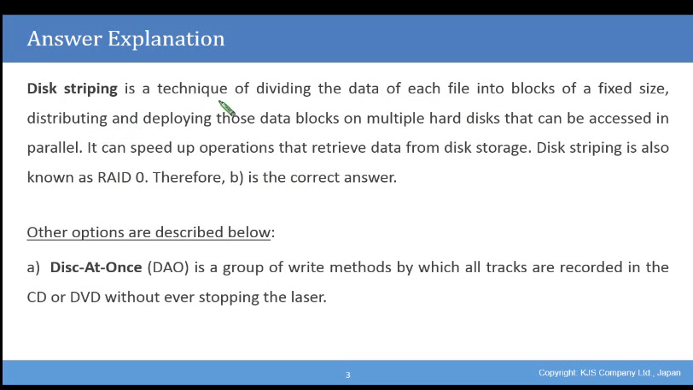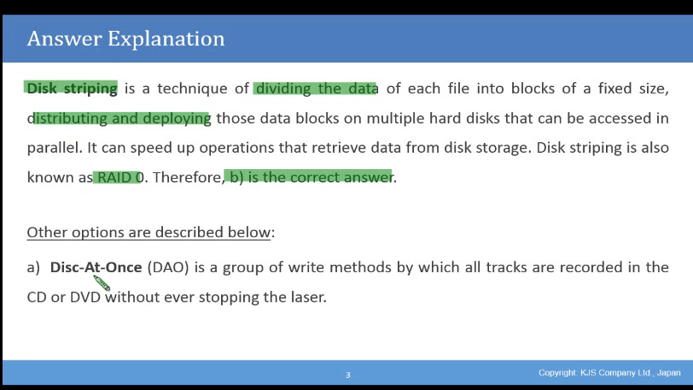So, disk striping is a technique of dividing the data of each file into blocks of a fixed size, distributing and deploying those data blocks on multiple hard disks that can then be accessed in parallel. It can speed up operations that retrieve data from disk storage. Disk striping is also known as RAID 0. Therefore, B is the correct answer to our question. The question was in fact describing disk striping.